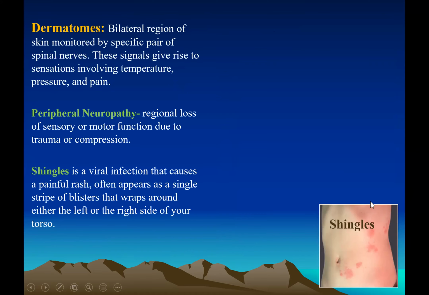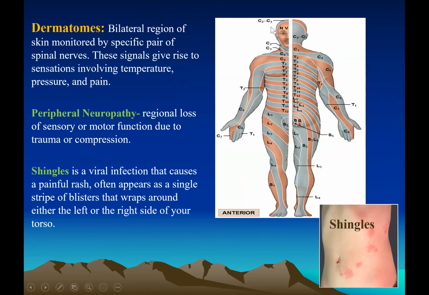This picture is showing dermatomes. Your body has all these, it's like a mapping of the nerve innervation and the skin area it's going to monitor. Dermatomes refer to bilateral regions of the skin that are monitored by one nerve. For example, if you take T1 in the thoracic region, it's going to innervate parts of your shoulder and the anterior part of your arm. So that is the area it's going to monitor.